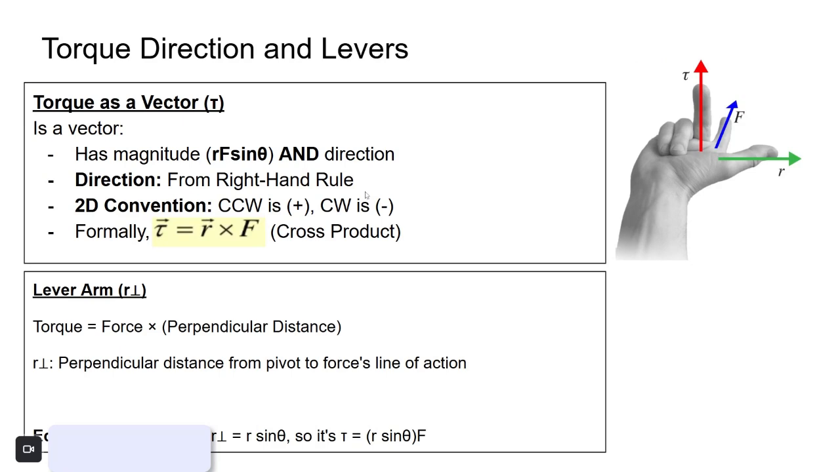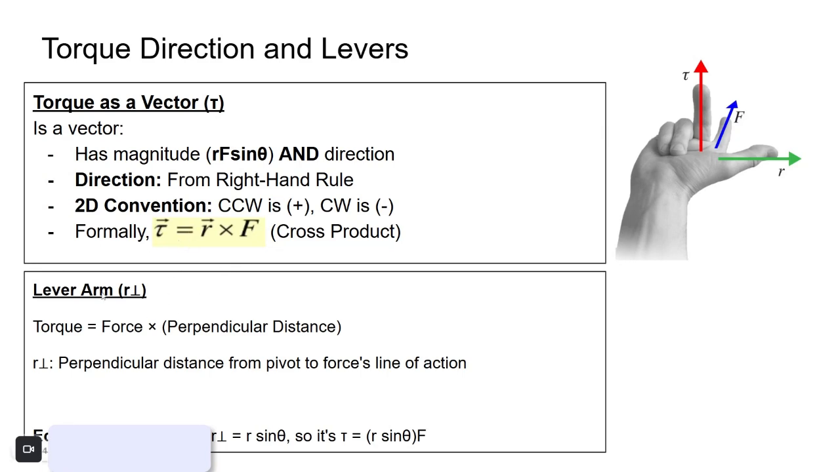But we don't have to worry about this too much because most of the AP test uses 2D problems for torque. We often use a simpler convention for those problems in that counterclockwise torques are considered positive directions and clockwise torques are considered negative direction. The more formal definition is the cross product definition of torque from this equation right here.